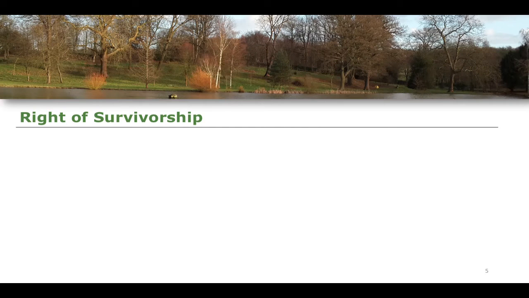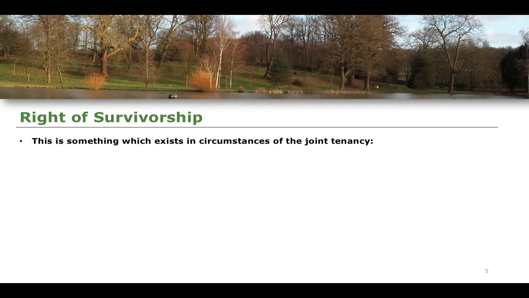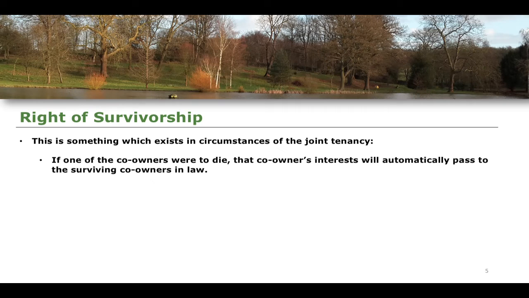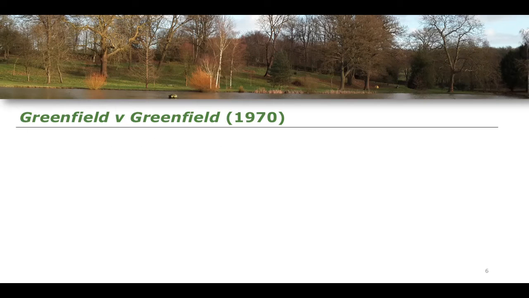Now, what is the right of survivorship? This is actually something that we haven't touched on yet in co-ownership. It's very, very important, but it is also obviously very important to the issue of severance and mutual conduct. It is something which essentially exists in circumstances of the joint tenancy. If one of the co-owners in a joint tenancy were to die, then that co-owner's interests will automatically pass to the surviving co-owners in law. This is known as the right to survivorship, or right of survivorship. It is to essentially pass those rights over to the other surviving co-owners in law.